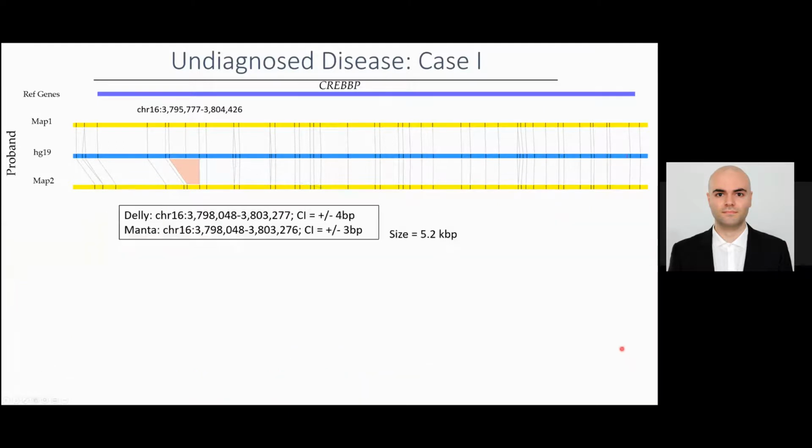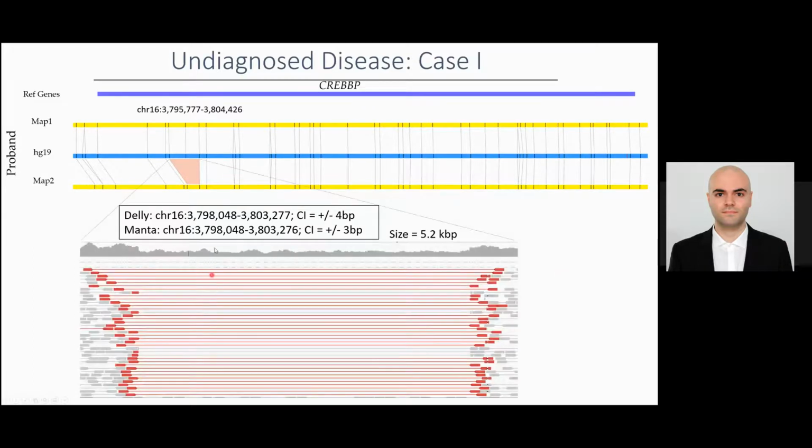So what we did, because we had access to genome sequencing, we used two different structural variant calling platforms, DELLY and MANTA, to see if any of these short-read-based structural variant callers would be able to identify this variant. And we see that both of them were able to pick up this 5 kb deletion.